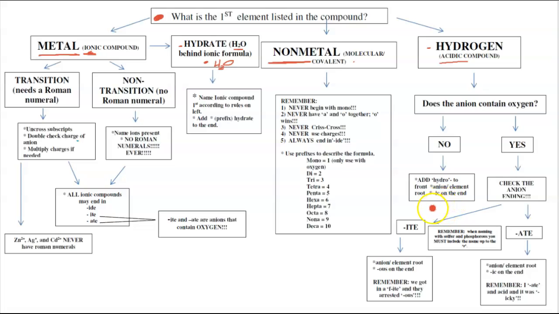So, now that you've finished your video, go into Schoology and complete the sorting activity, identifying which formulas are ionic compounds, which ones are hydrated compounds, which ones are nonmetal or molecular covalent, and which ones are acid.